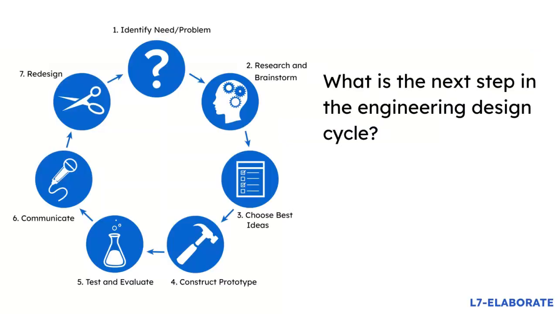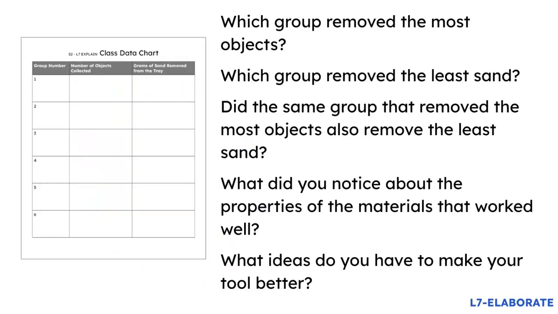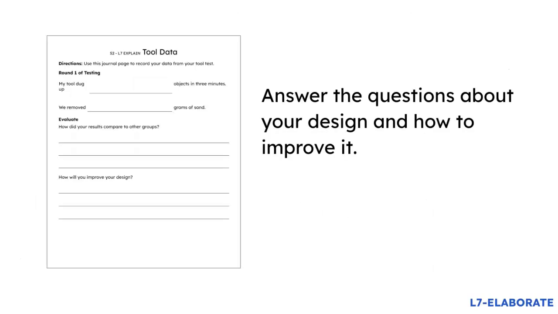For the Elaborate portion, you'll discuss how the next step in the engineering design cycle is to communicate results. After discussing the class data chart, you'll have students record their thoughts on the first two sections of the Tool Data Student Journal page.